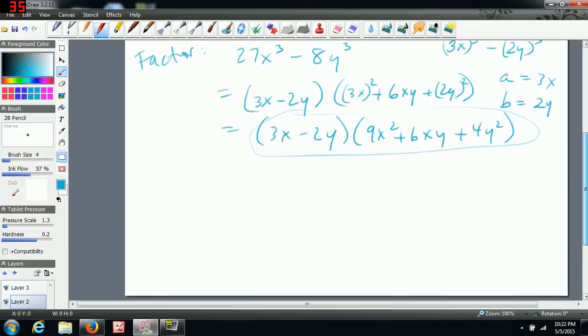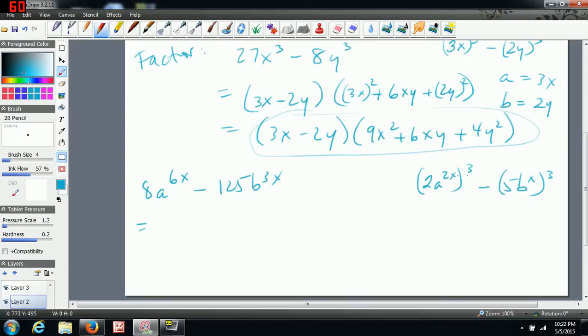Okay, we can do another example. Let's do something a little bit more complicated. If you have a to the 6x minus 125b to the 3x. In this one, it is a difference of cubes, and we can see that by writing it in the following form: 2a to the 2x all cubed minus 5b to the x, all cubed.